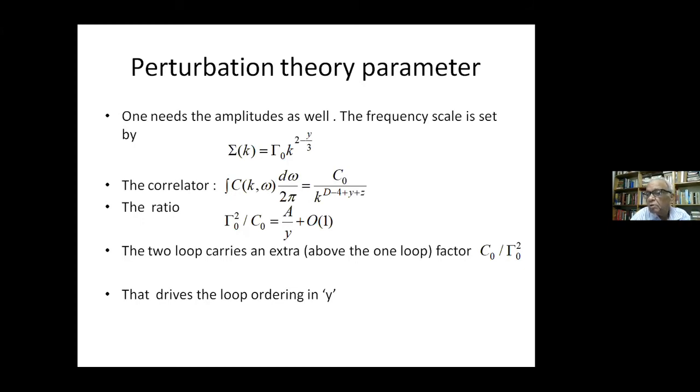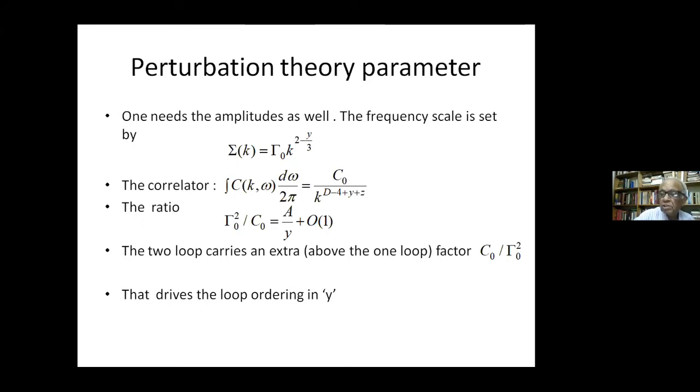But now if I go to the second loop, I would be picking up an extra factor of C0 over gamma 0 square. So C0 over gamma 0 square is the extra factor which ensures that the second loop starts at 1.